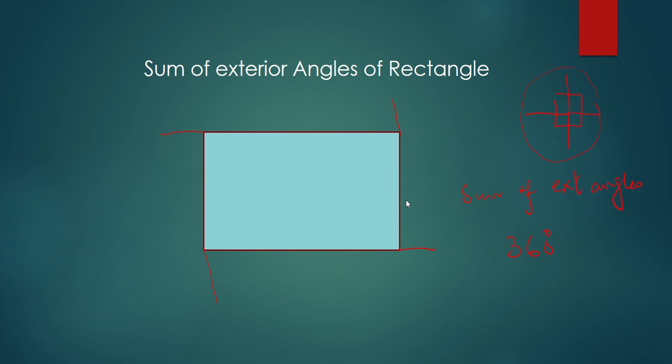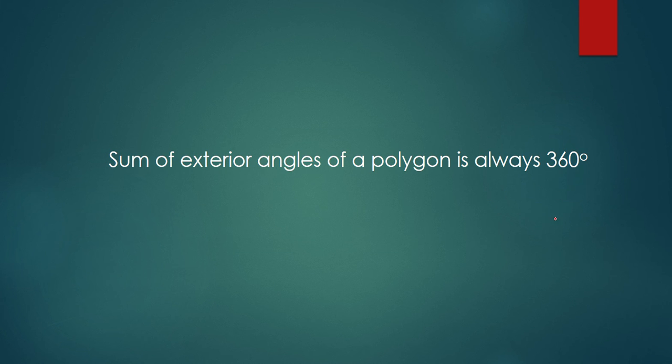So what did we deduce? The sum of exterior angles of a triangle and a rectangle is 360. So it means all polygons' exterior angles sum up to 360 degrees, whether it is a pentagon, hexagon, or any polygon. The sum of exterior angles is always 360 degrees. I hope you have understood the exterior angles.